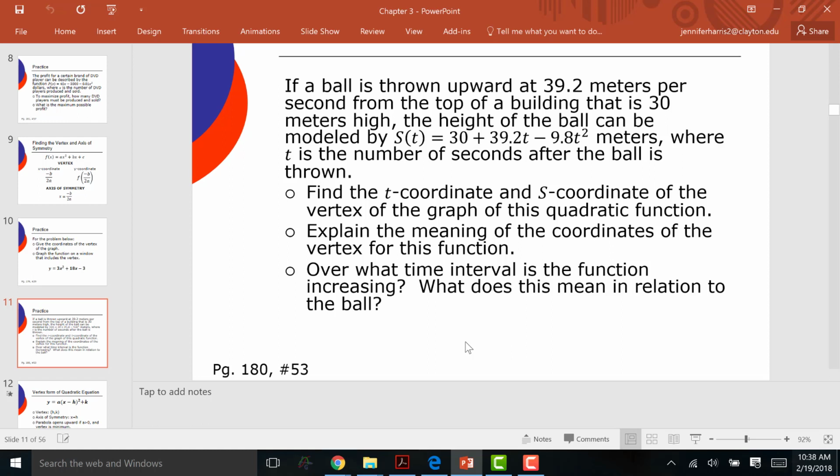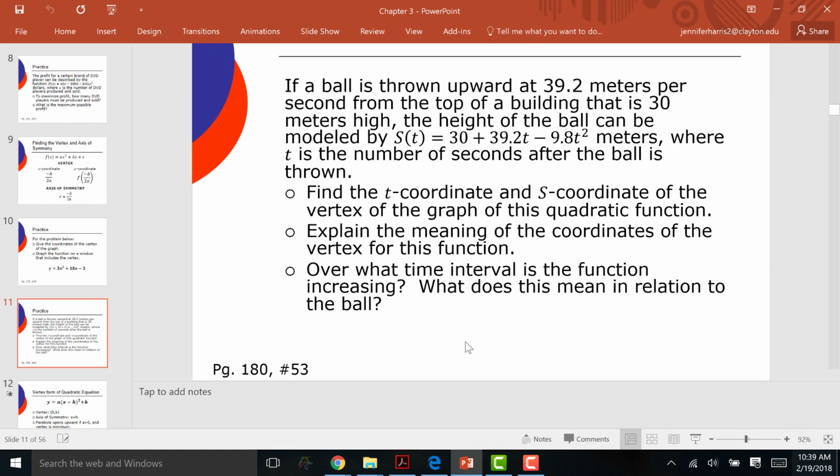Alrighty. It says find the T coordinate and the S coordinate. What are they asking you to find? They want you to find the X and the Y. Instead of X and Y, what are they calling it? T and S. Do you have to call it T and S? Yes. So they're asking you to find the T and the S coordinate of the vertex, which is the same thing as the X and the Y of the vertex of the graph. Bullet number 2 wants us to explain what that means.